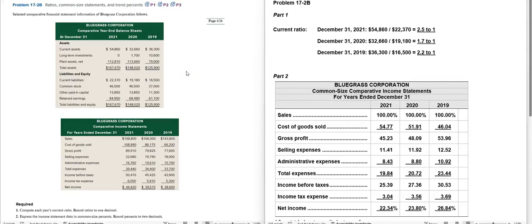All right, our last chapter here, chapter 17, is looking at tools we can use to analyze these financial reports we've learned how to prepare over the course. So there's a couple different tools. We think of them in two different sets.